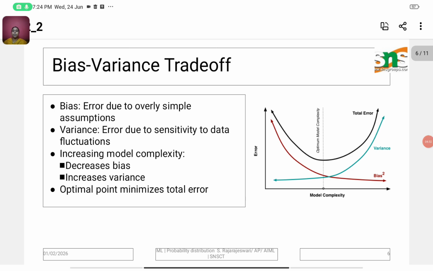So this is the basic thing of the bias-variance trade-off. Bias means error due to overly simple assumptions, and variance means error due to sensitivity to data fluctuations.